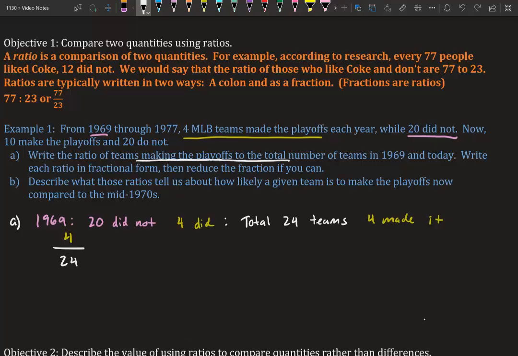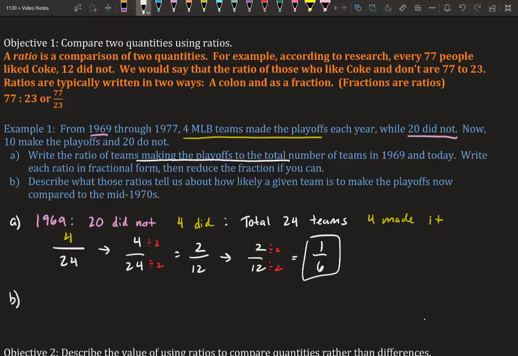We can simplify this fraction because they're both even. So if we have 4 over 24, we can divide by 2. And that leaves us with 2 over 12. Because it's even again, we can divide by 2. So that leaves us with 1 over 6. So what that means is 1 out of 6 teams make it to the playoffs.